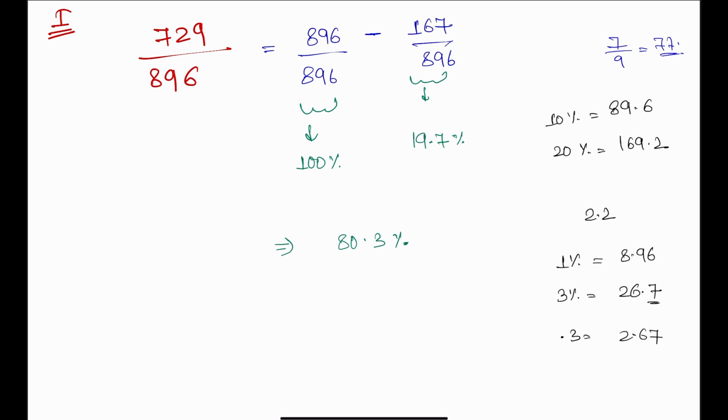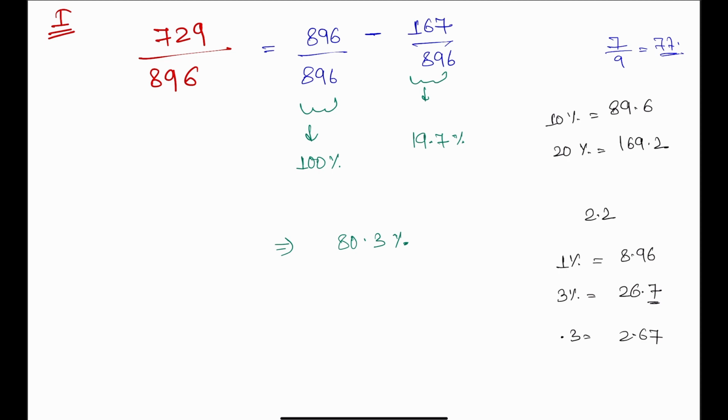167 divided by 896 should be 18.6. 18.6. Where am I making a mistake over here? Let me just find out.